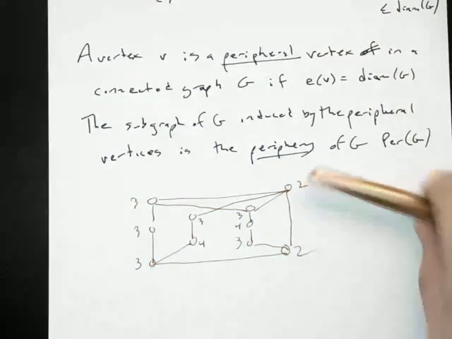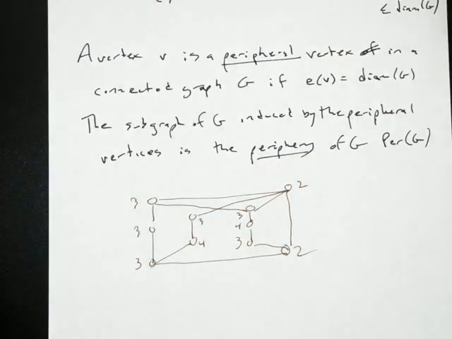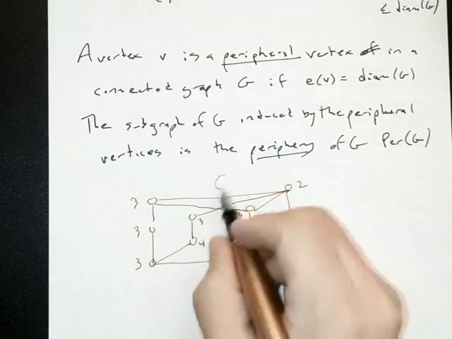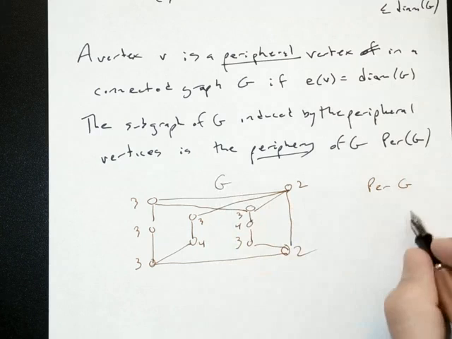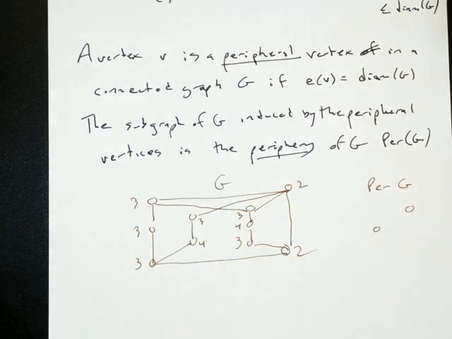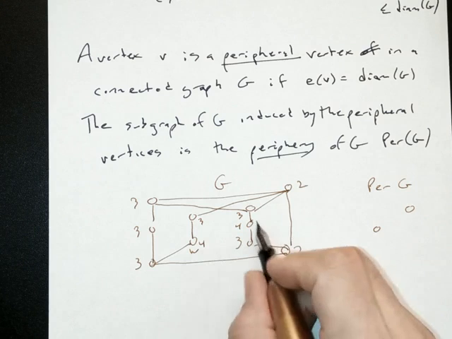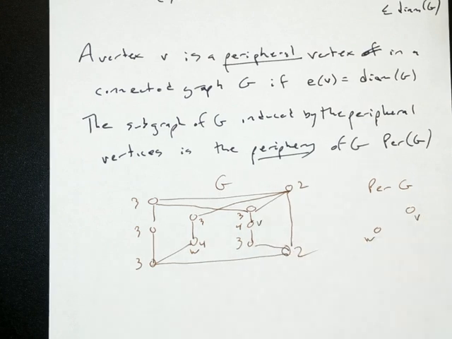So in this case, what are my peripheral vertices? Just the 2 separate vertices with 4. So the periphery, if this is my graph G, the periphery of G consists of 2 isolated vertices. I'll label them.